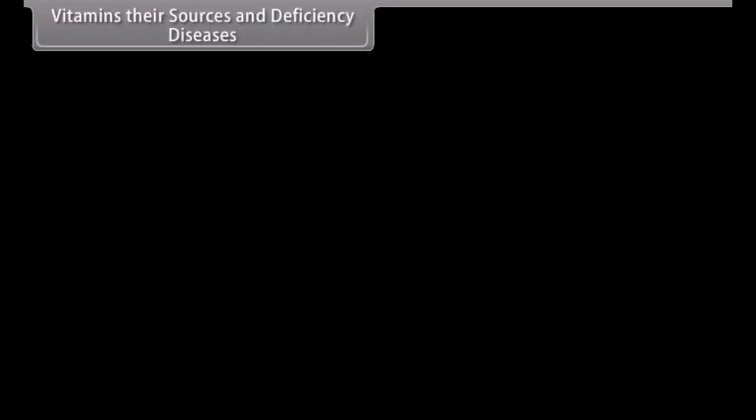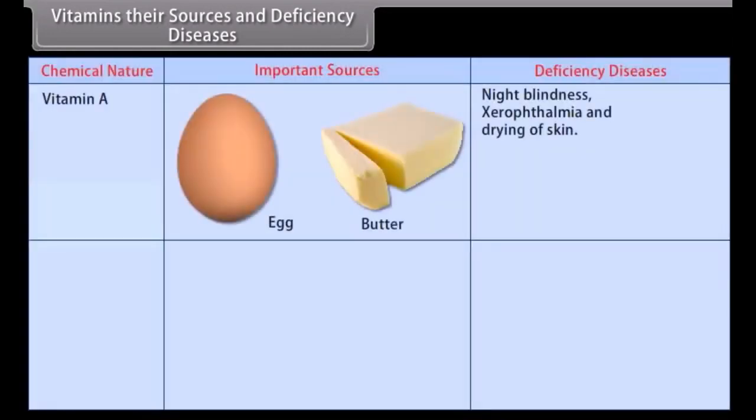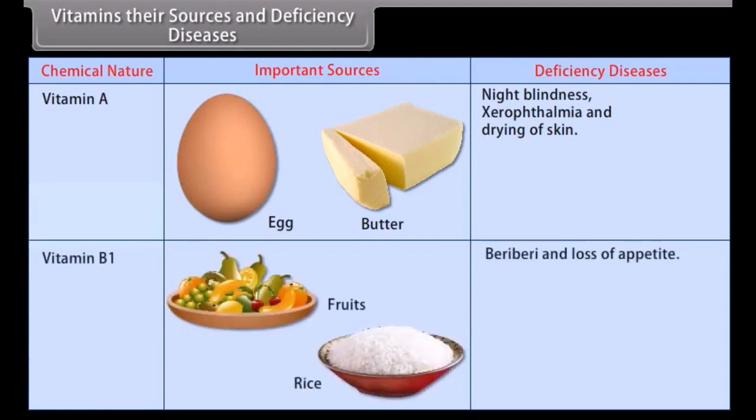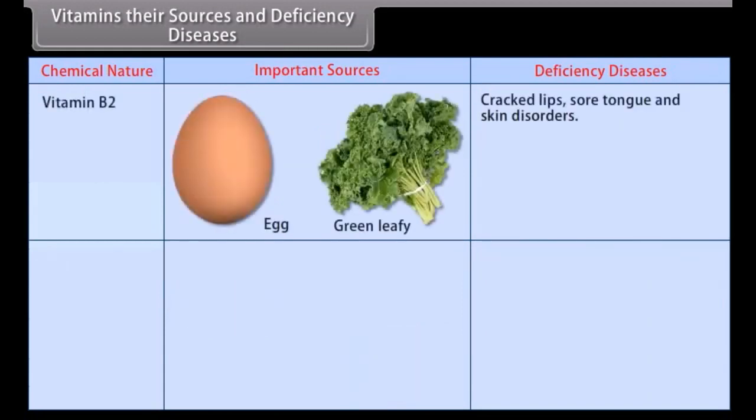Vitamins, their sources and deficiency diseases. Vitamin A is soluble in oils and fats, but insoluble in water. It is essential for growth and vision. Vitamin B1 is soluble in water and destroyed by heat. Vitamin B2 is soluble in water. It is stable to heat and destroyed by light.